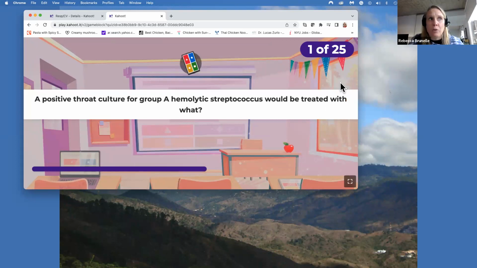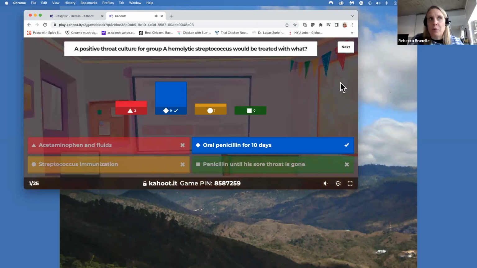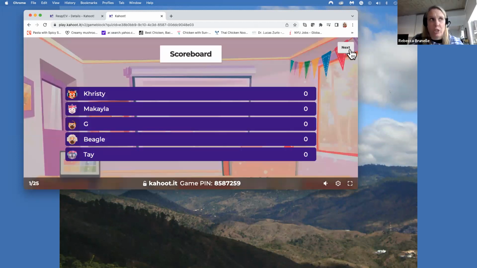So a positive throat culture for group A hemolytic strep would be treated with what? Tylenol and fluids, immunization, penicillin for 10 days, or penicillin until the sore throat is gone. Yeah, so penicillin until the sore throat is gone. So that's going to be your strep throat. And then if you develop rheumatic fever, like if you didn't get your initial antibiotics and then you go on to develop rheumatic fever, you have to take the penicillin for 5 years.